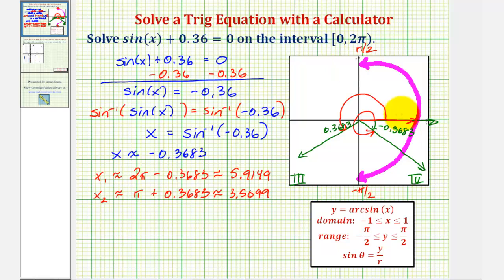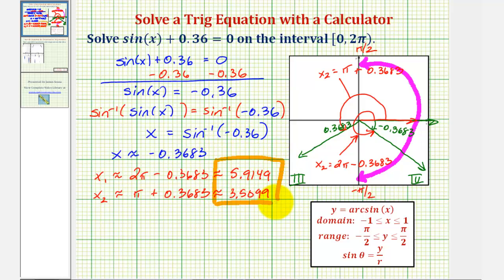So again, just to review, one solution, x sub 1, given by this angle here, was 2 pi radians minus the reference angle of 0.3683. And our second solution in the third quadrant, where the sine function value is also negative, was x sub 2 equals pi radians plus the reference angle of 0.3683 radians. So here are our two approximate solutions.